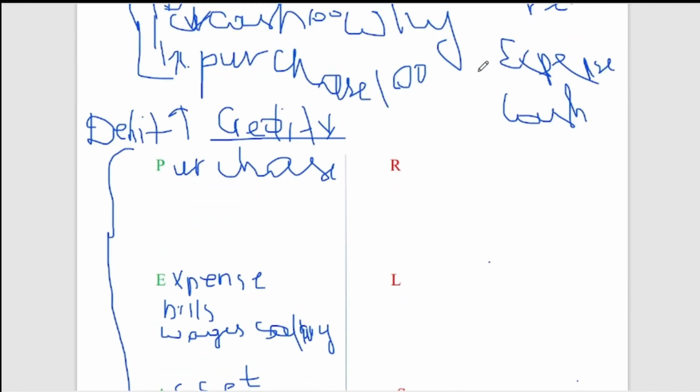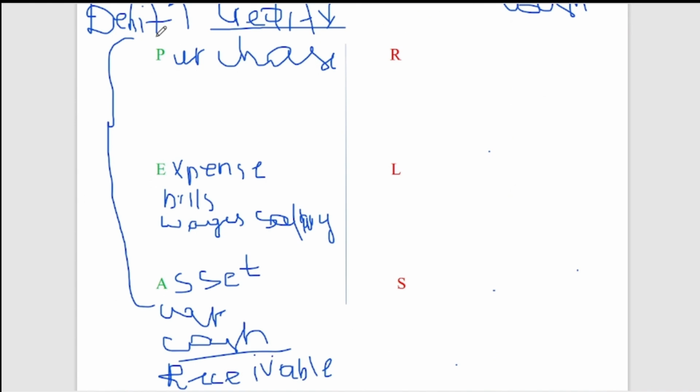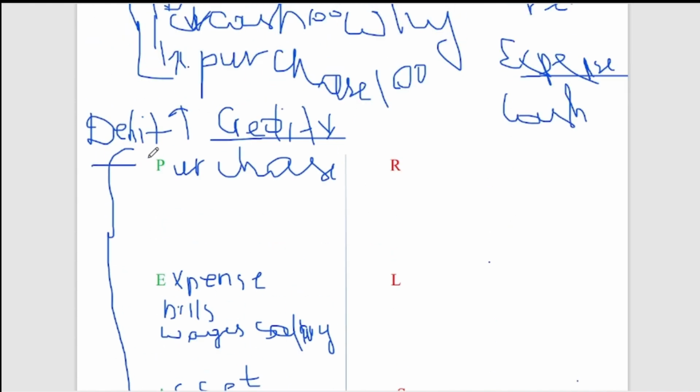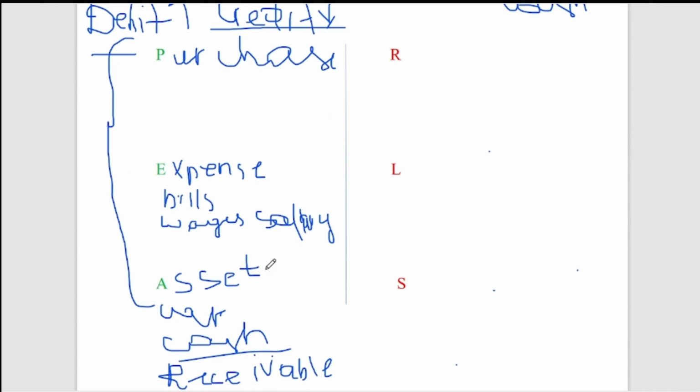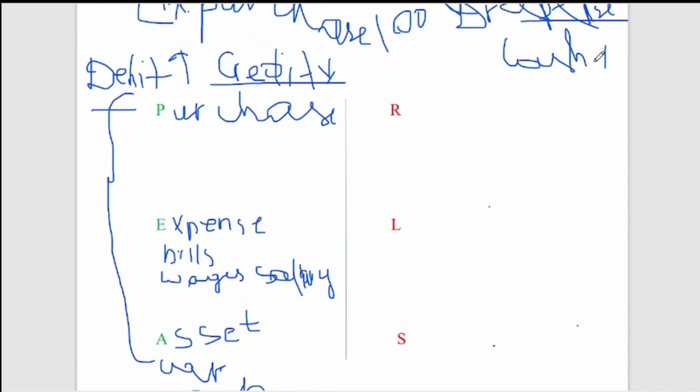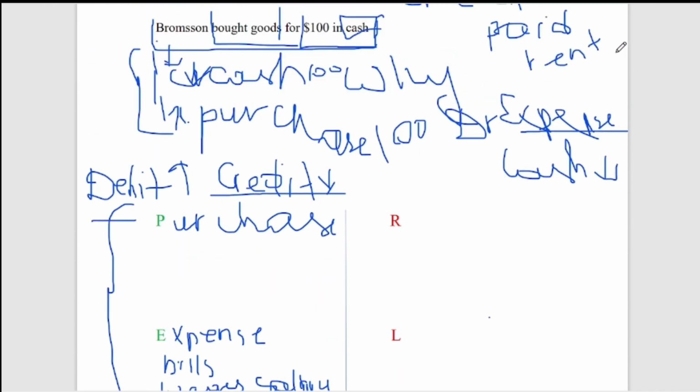In that case, our expense is increasing because we paid for the expense, and the increase on that side is called debit. That's why we have to write debit on this side. But when it comes to the cash, it is decreasing because we paid for the rent. We spent cash. That's why we call it credit.